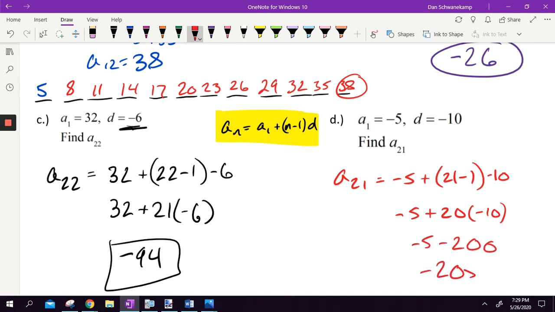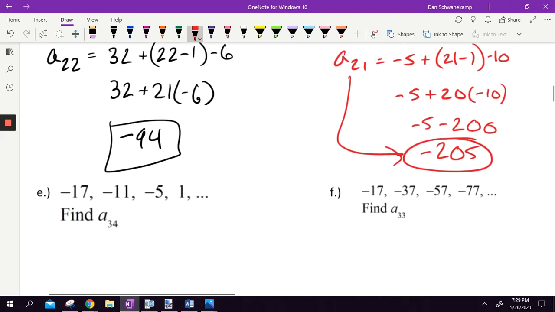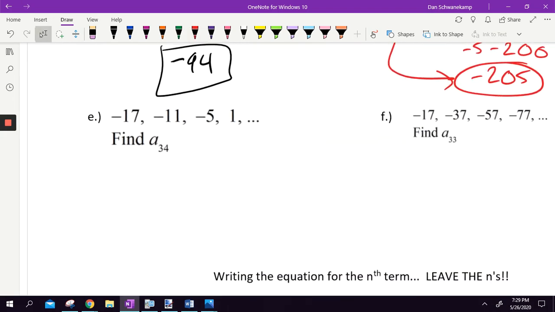Negative 205. Just plug it into the formula. Plug it in, plug it in, plug it in. You should be good. We could get different. Let's do one of these. Let's do this one right here.